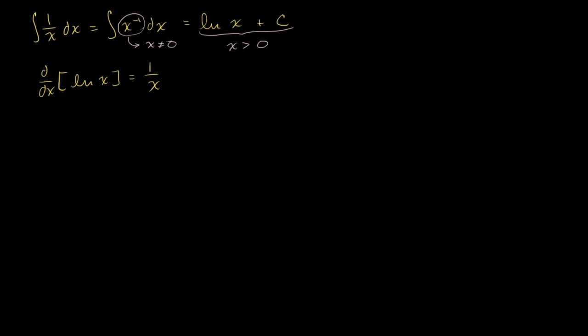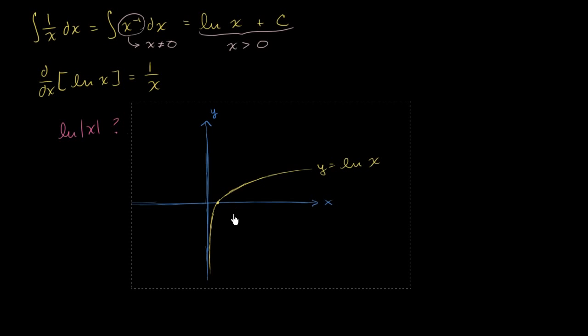Well, one possibility is to think about the natural log of the absolute value of x. I'll put a little question mark here because we don't really know what the derivative of this thing is going to be. I'm not going to rigorously prove it here, but I will give you the conceptual understanding. To understand it, let's plot the natural log of x.